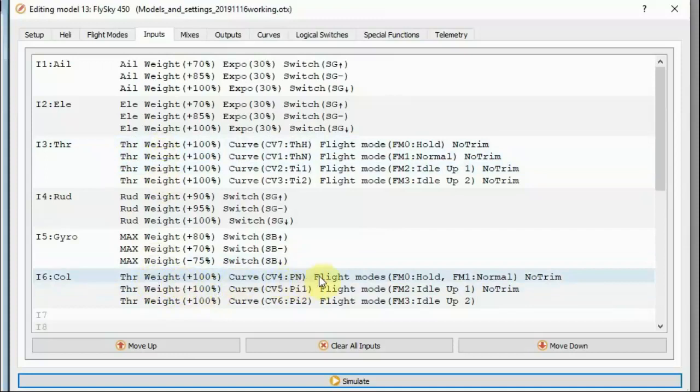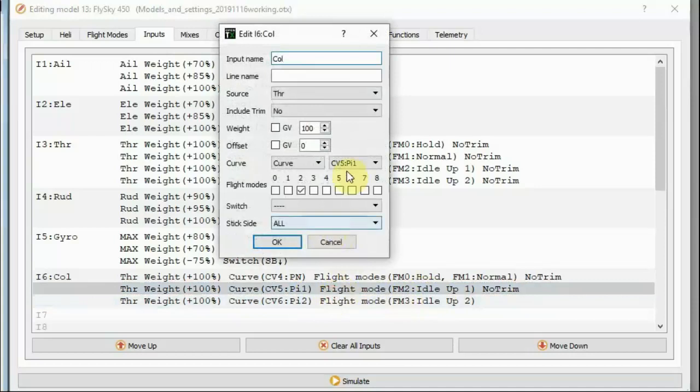For the pitch, we use a pitch normal curve in normal mode, and I've also got the pitch normal curve set to operate in hold mode. You don't really need that. It just helps that you can see that the pitch is changing with it when you're still in hold mode. I've got the pitch set to vary according to my pitch idle up 1, PI1. I'm using these short names because you only get 3 characters for the name. So PI1 is my pitch curve for idle up 1, and that applies when I'm in flight mode 2.